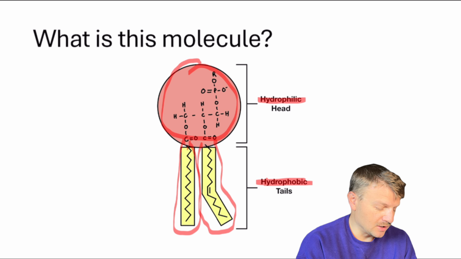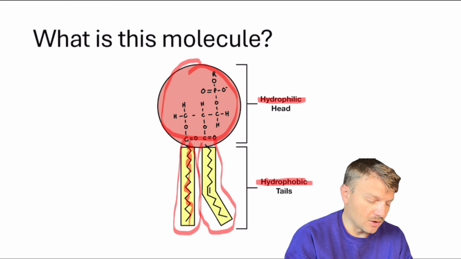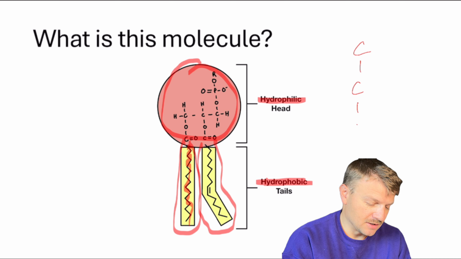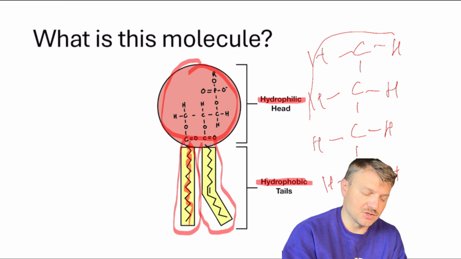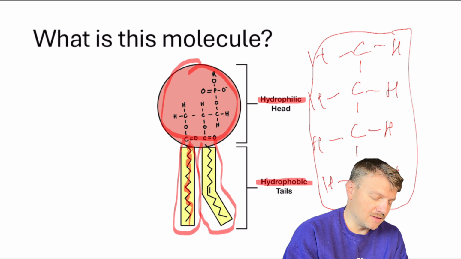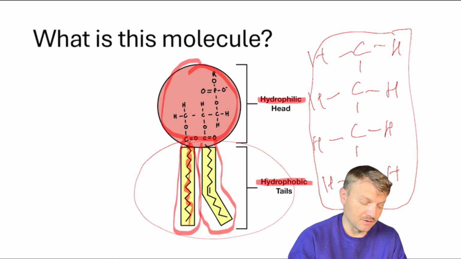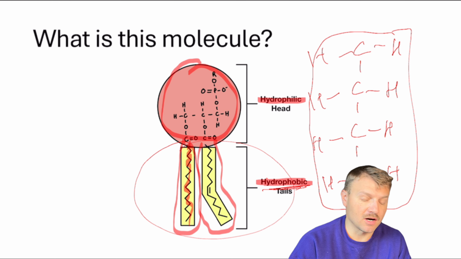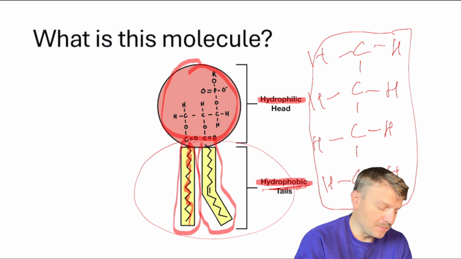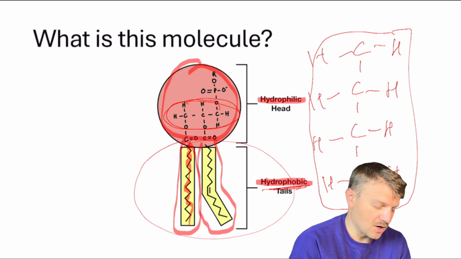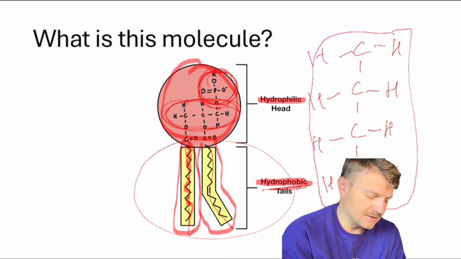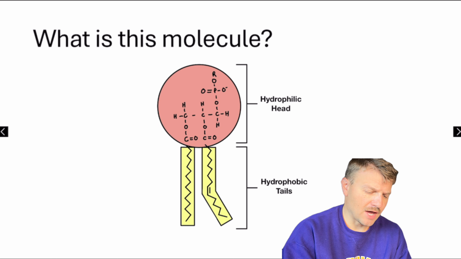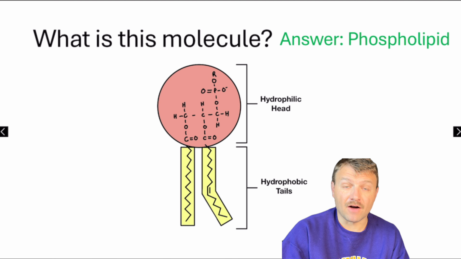You can also see these squiggly lines down here. What they represent are carbons and hydrogens in a zigzag pattern. And these carbons and hydrogens in a straight chain make this region very nonpolar. That's why it's hydrophobic. It pushes against water because water again is polar. Now up here we can see this is a glycerol molecule, and this is a phosphate group. So we have a glycerol molecule, 2 fatty acids, and then a phosphate group. So that means this is going to be a phospholipid.